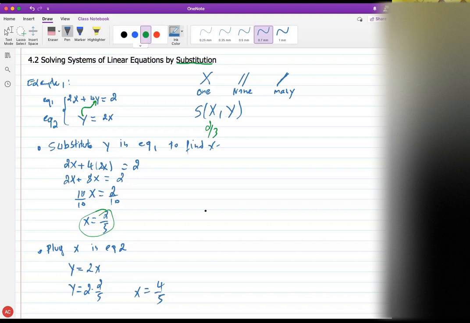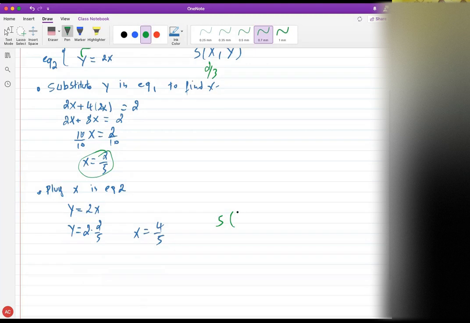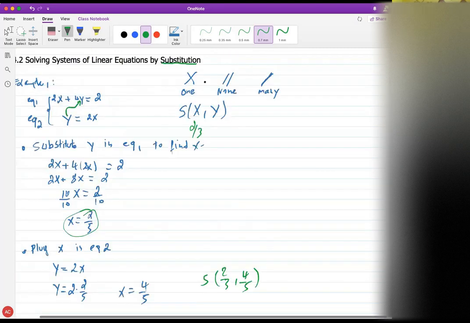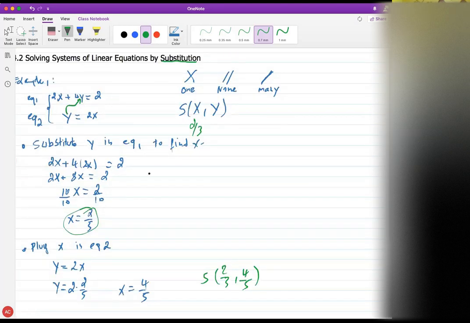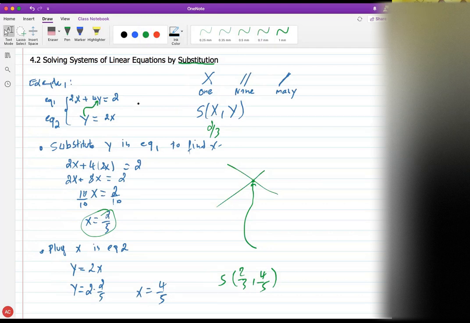Finally, you can write the solution. So the solution is 2 over 3 and 4 over 5. Okay, so it's this case here. If you want to solve this by graphing, when you graph the lines, they will meet at this point. That's if you use the graphing method. But again, today we're not using the graphing method. We use substitution. So that's basically our solution here to the system.